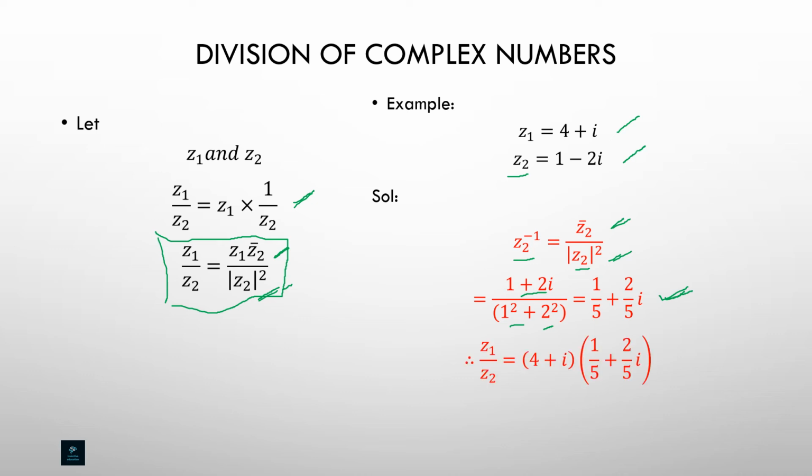Therefore z1 by z2 will be equal to z1 times inverse of z2, that is 4 plus i times 1 by 5 plus 2 by 5i. Using the rules of multiplication, we can calculate this as z1 by z2 equals 2 by 5 plus 9 by 5i. This is the value of z1 by z2.